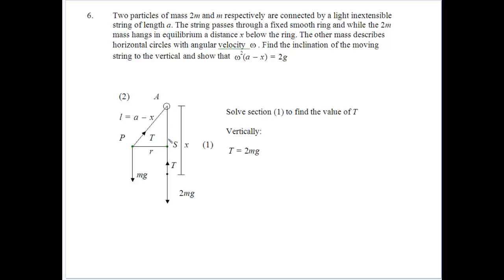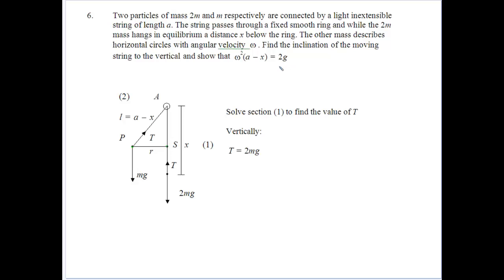The other mass, just of m, is moving in a horizontal circle with angular velocity of omega. What we want to do is find the inclination of the moving string to the vertical, so find our angle there, and show that omega squared times (a minus x) is equal to twice gravity.